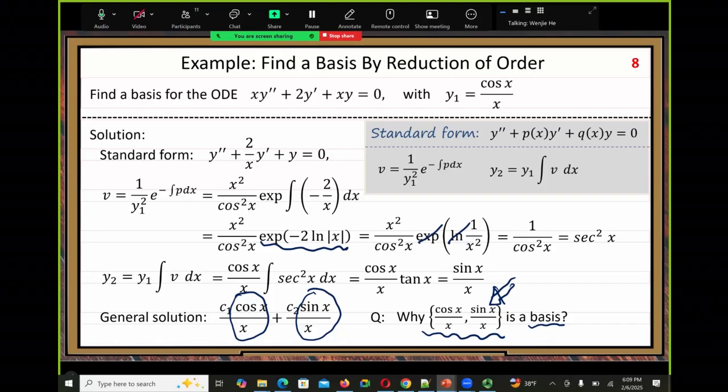are linearly independent. That is, y2 over y1 is a non-constant function. So that's the simple method we can use to check if y1, y2 are linearly independent. For these two functions, yes, we can use this simple way to see y1, y2 are linearly independent.